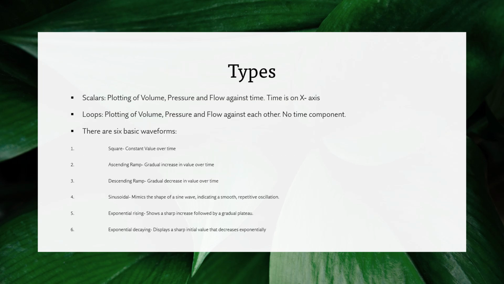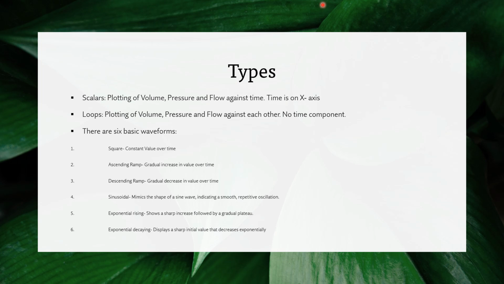There are two types of ventilator graphics. One is scalar, which is plotting of one of the parameters against time. Parameter can be volume, pressure or flow, and time is on x-axis while parameter is on y-axis. Another is loop. In loops there is plotting of the volume, pressure and flow against each other, means two components against each other, and there is no time component in loops.